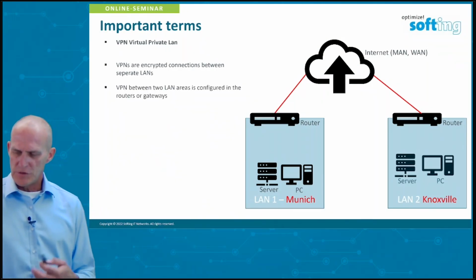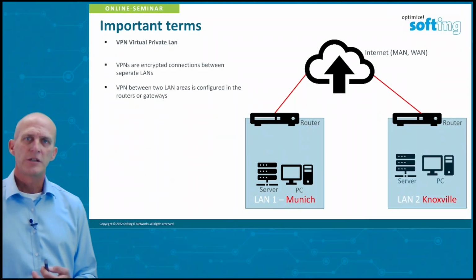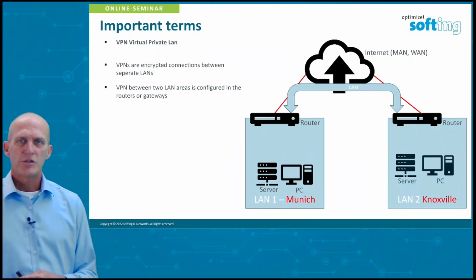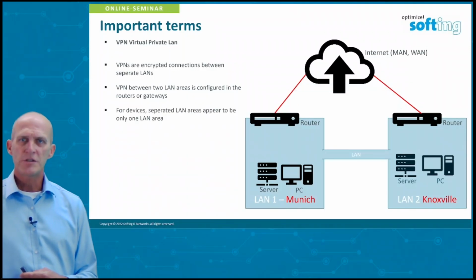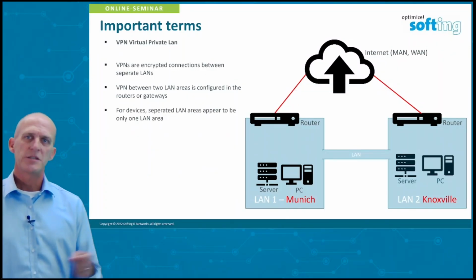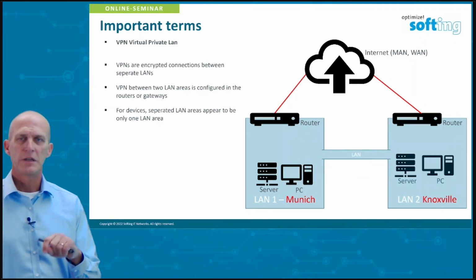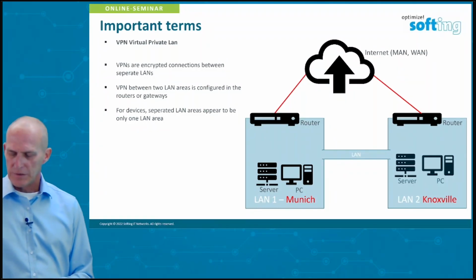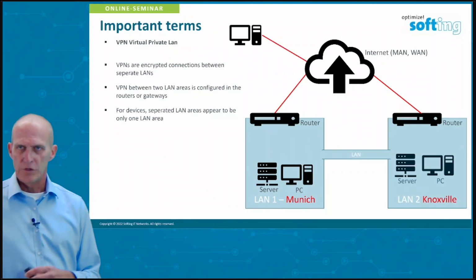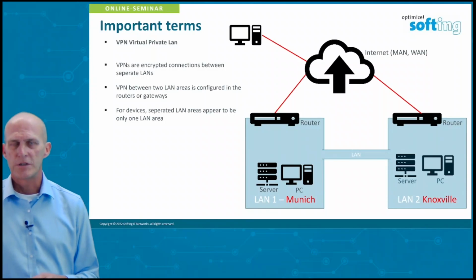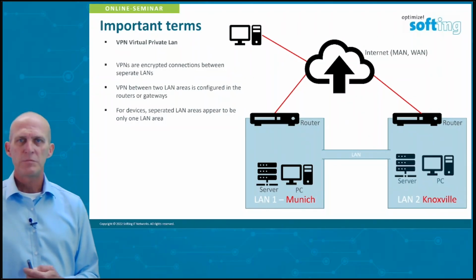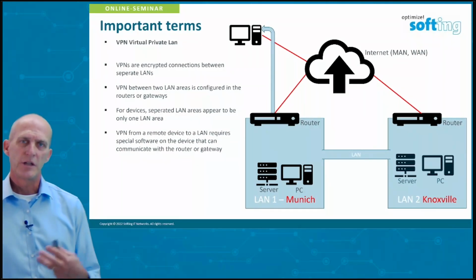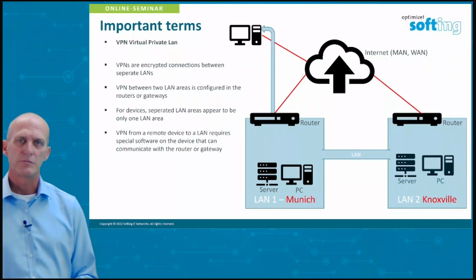The VPN between two local networks is configured in the routers of these networks, basically. So they manage an encrypted connection, and for users, it looks like a local area network. So I can see from Munich the local area IP network addresses of my colleagues in Knoxville, for example. If you connect a device that is, for example, in your home, you can also run a VPN to your local area network, and for that you need special software that allows you to connect to your local area network.